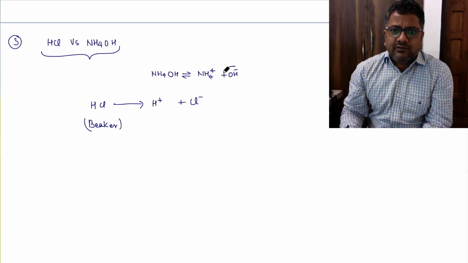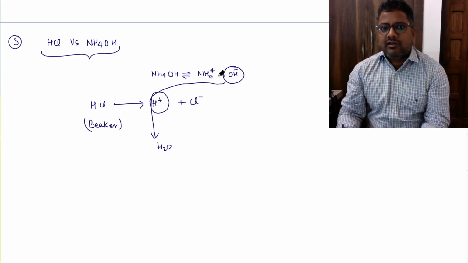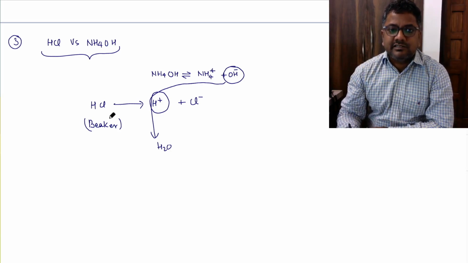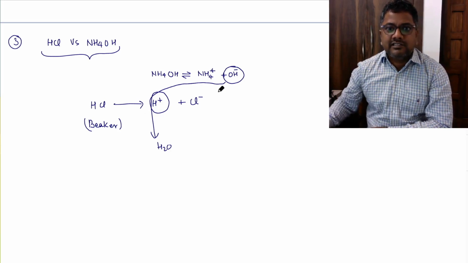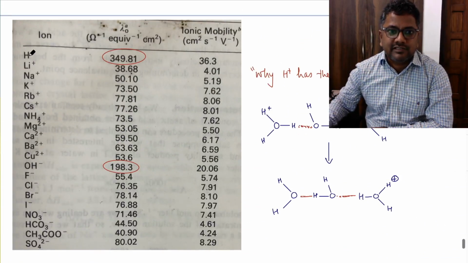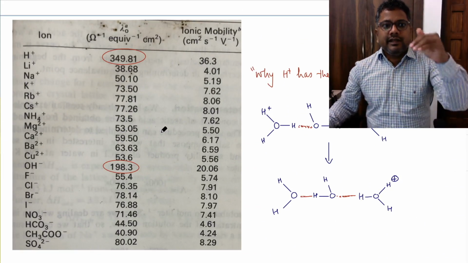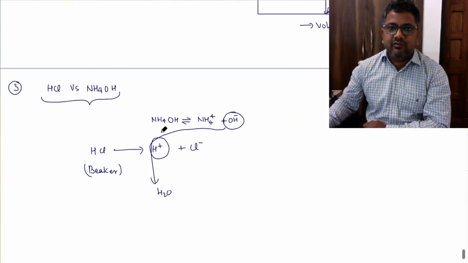But virtually you are not adding OH minus here, because this OH minus will immediately combine with this H plus and produce water. So you are adding NH4 plus. Basically, you are adding NH4 plus, but since H plus is moving out and you are adding NH4 plus, see the huge difference in the molar conductance of H plus and NH4 plus. H plus is 349 whereas NH4 plus is 73. So you will get a sharp decrease in the molar conductance.